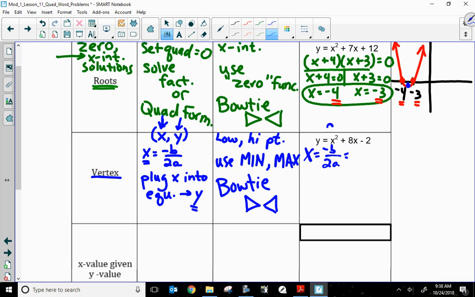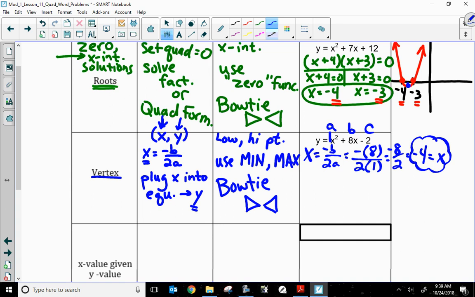Let's not forget my a is my 1, my b is my 8, and my c is my negative 2. That's where I'm getting my b and my a value. So I negate my b value, which is 8, all over 2 times my a value, which is 1. That's negative 8 over 2. That would be negative 4 equals x. This is the x value to my vertex.